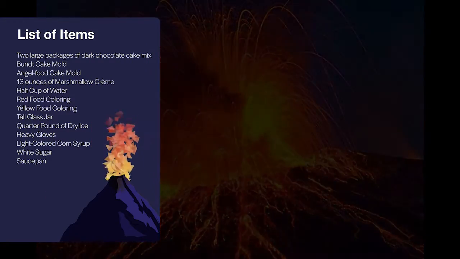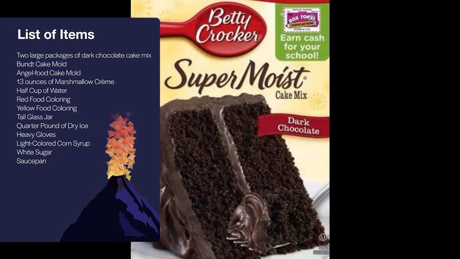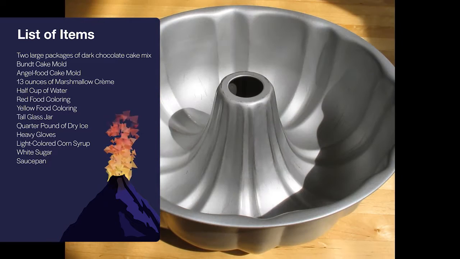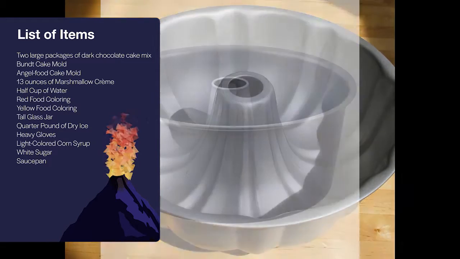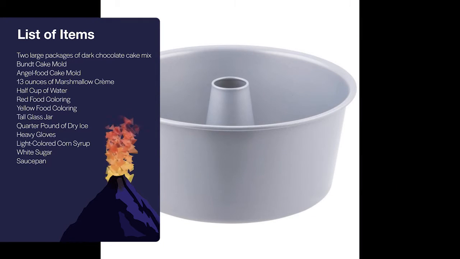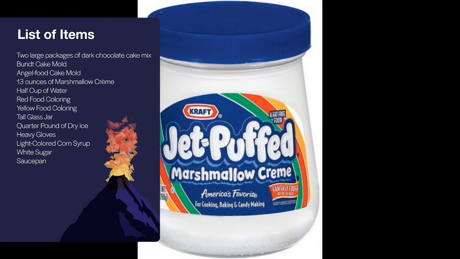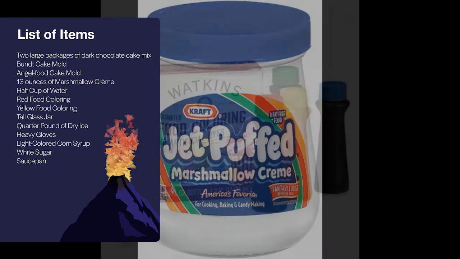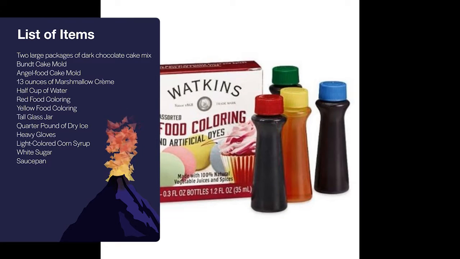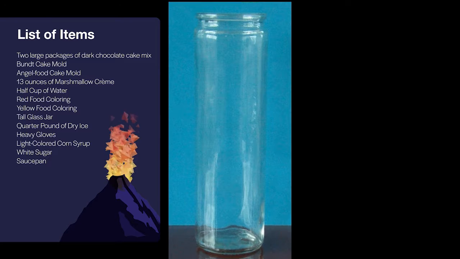You'll need these ingredients: 2 large packages of dark chocolate cake mix. Follow the directions on the box. Make one in a bundt cake mold, the other in an angel food cake mold. For the lava, you'll need 13 ounces of marshmallow cream, a half cup of water, red food coloring, yellow food coloring, and a tall glass jar.